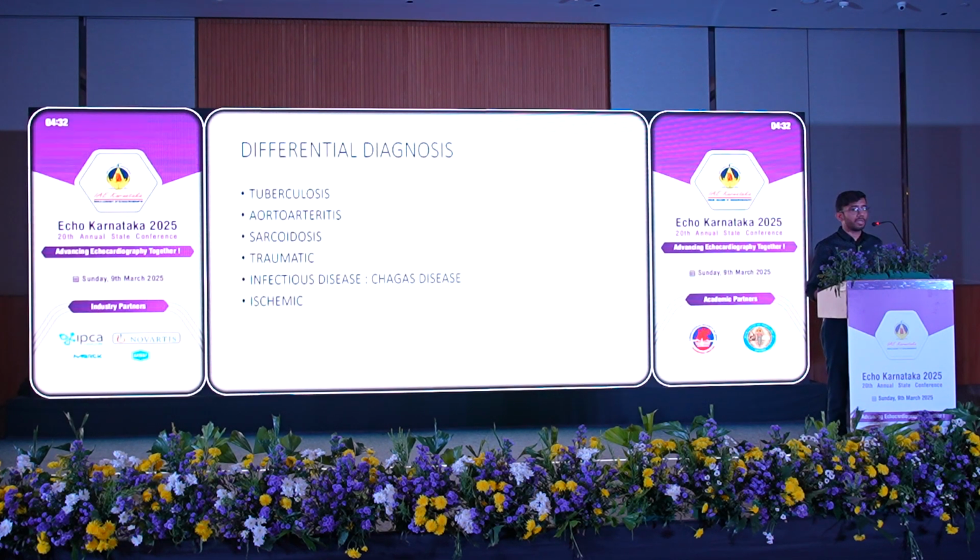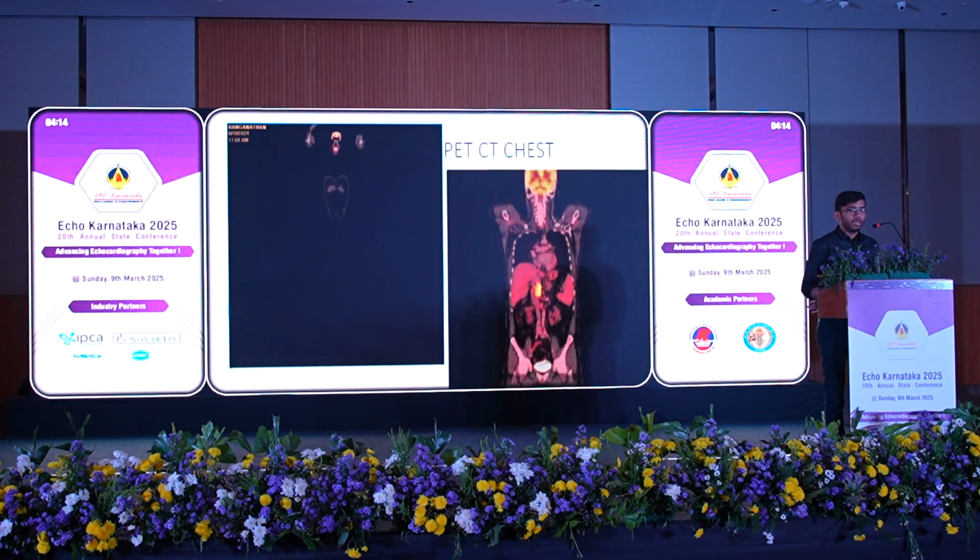At this juncture, we were considering the differential diagnosis of tuberculosis, aortoarteritis, sarcoidosis. Traumatic, still in this case, is not a cause, but we are considering it as a differential diagnosis, and infectious disease, Chagas disease being the rarest possibility, and ischemic can't be ruled out, even though the coronaries are normal. The patient was referred to surgery for surgical repair of the aneurysm.